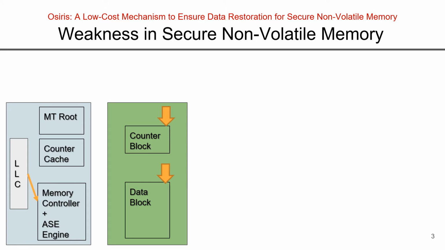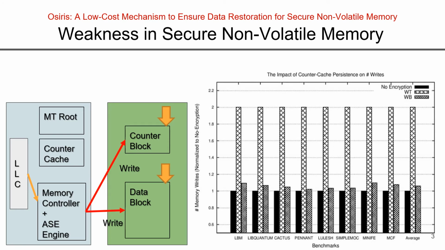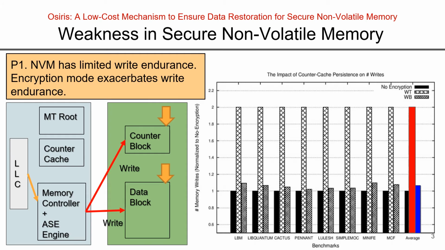Accordingly, any write request will not only update the data but also the counter. In other words, a regular write request will trigger 2 writes that hurts write endurance of NVM. Depending on the baseline persistence scheme applied, the average number of writes collected from benchmarks on secure NVM is either doubled or increased slightly with the battery support.